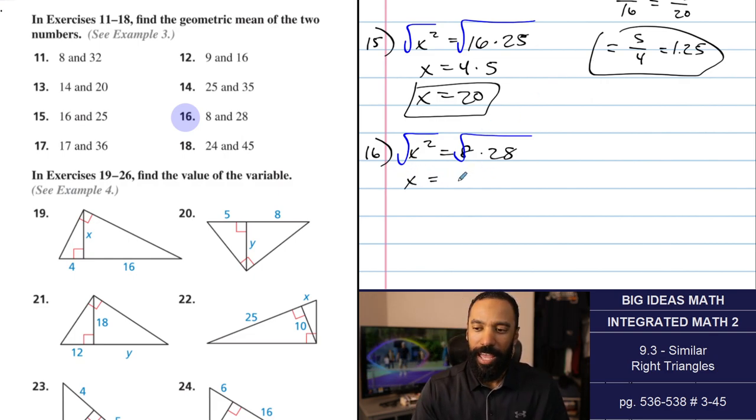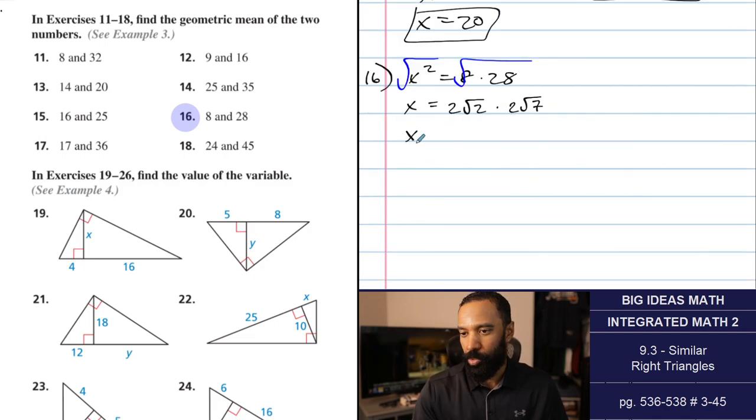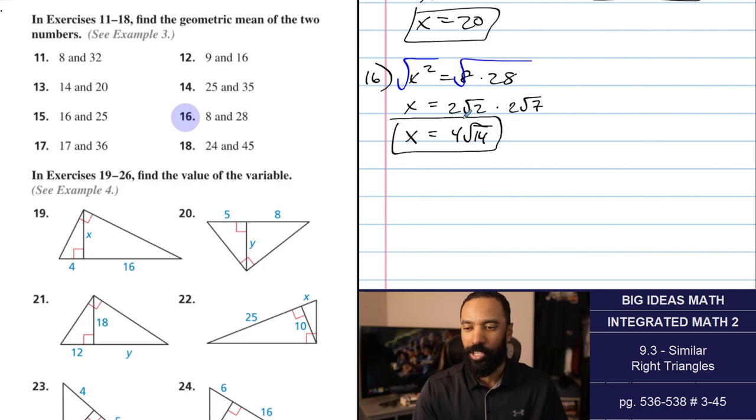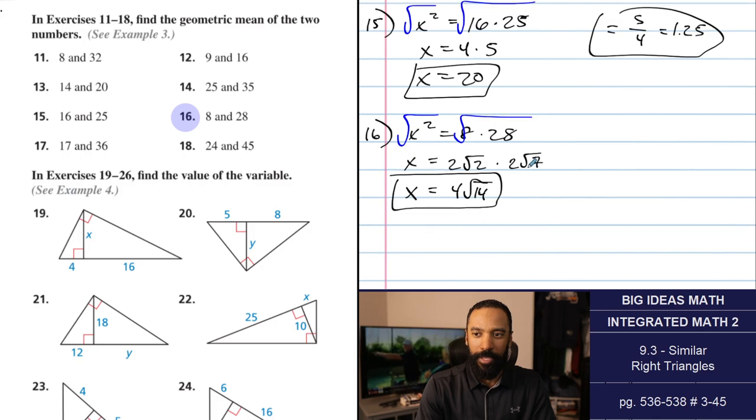These can be simplified. Root 8 is 2 root 2. Root 28 is 2 root 7. 2 times 2 is 4. Root 2 times root 7 is root 14. And that is about as good as I can break it down. We'll leave it be.